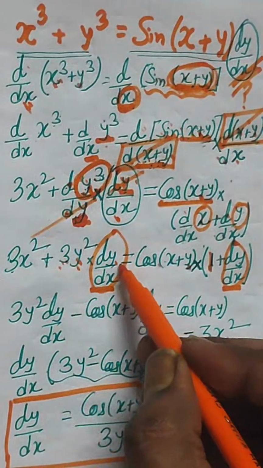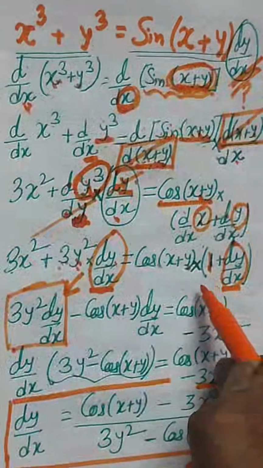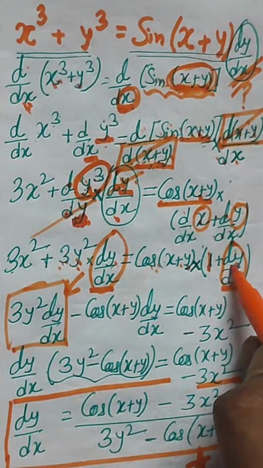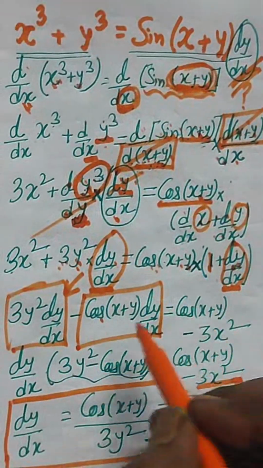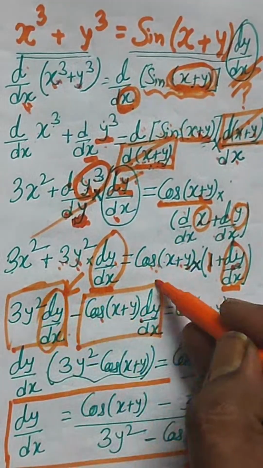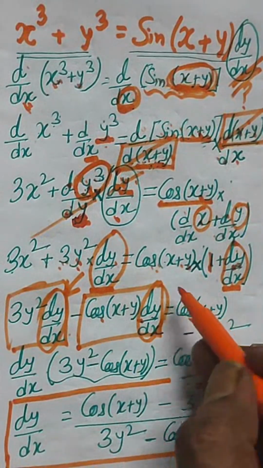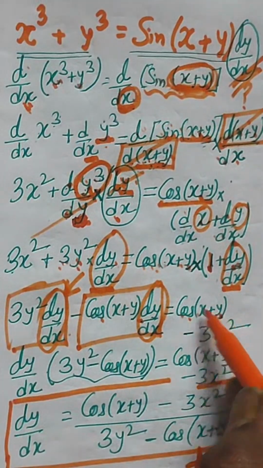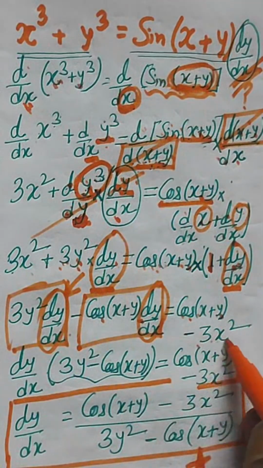So here 3y square dy by dx is this one, right? And this term, dy by dx into cos(x plus y), the second term of the RHS, is just brought to the LHS here, cos(x plus y) into dy by dx. What is the benefit of bringing it over here? So that dy by dx, you can see, is the term which is common in both. And in the RHS we have cos(x plus y) into 1, so that is cos(x plus y), and 3x square from the LHS will come into the RHS at minus 3x square.